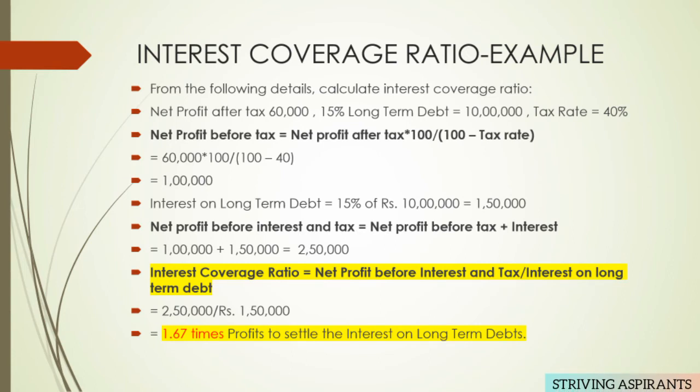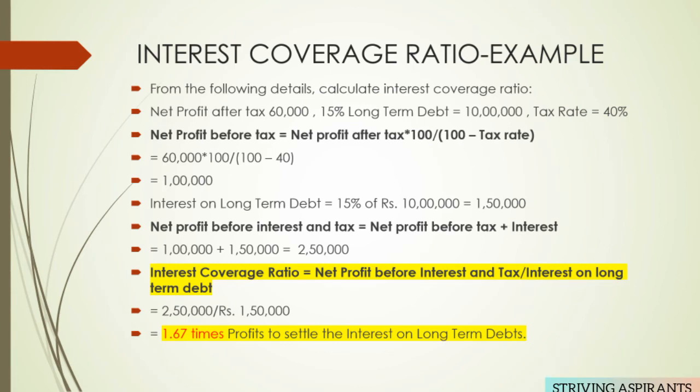These are the given information. Net profit after tax 60,000, long-term debt 15%, tax rate 40%. First we will calculate net profit before tax. Formula is net profit after tax multiplied by 100 divided by 100 minus tax rate. So the amount is 60,000 multiplied by 100 divided by 100 minus 40, or 100% minus 40%. The amount we will get is 1 lakh.